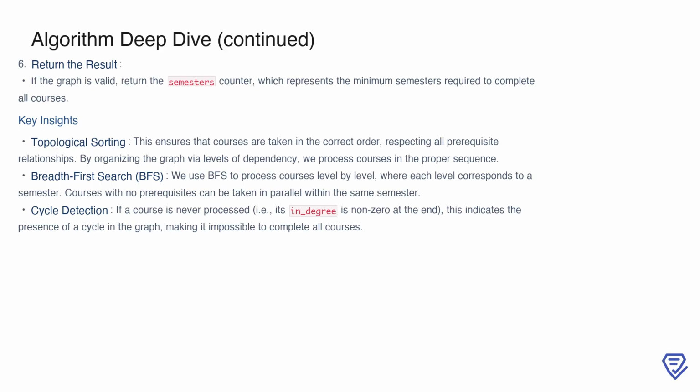Lastly, cycle detection is a critical aspect of the algorithm. If a course remains unprocessed, meaning its in-degree is still non-zero at the end, it indicates a prerequisite loop. In such cases, the algorithm identifies the graph as invalid, making it clear that completing all courses is impossible. These insights highlight the power of combining graph theory with BFS for solving scheduling problems.